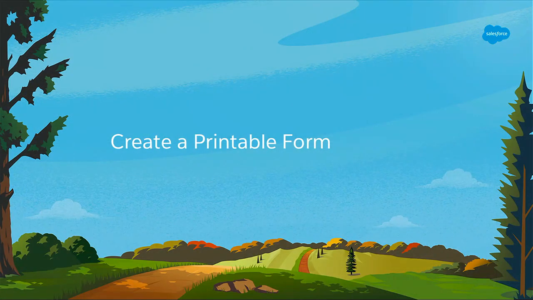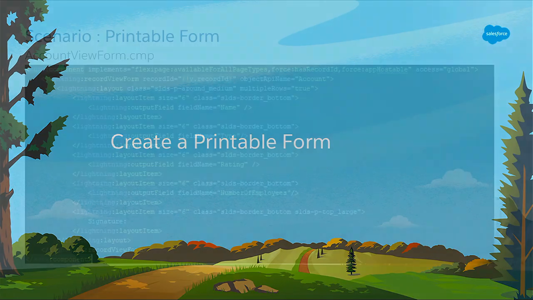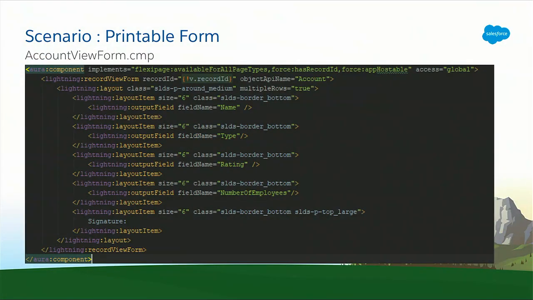And lastly, I wanted to show a printable form. This one I had to cheat because I wasn't able to figure out how to use Lightning record form for the purposes that I wanted. All I'm trying to do is display data to the screen, so I do need to use record view form. The reason I wasn't able to use Lightning record form is because I couldn't put that component into an app and have it work. If anyone knows how to do that, please let me know.